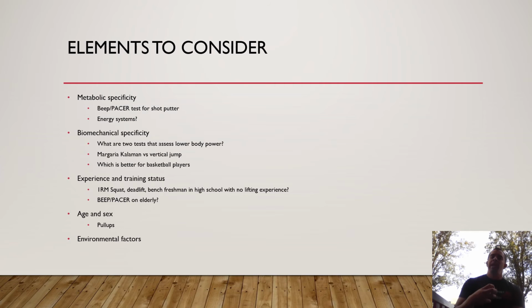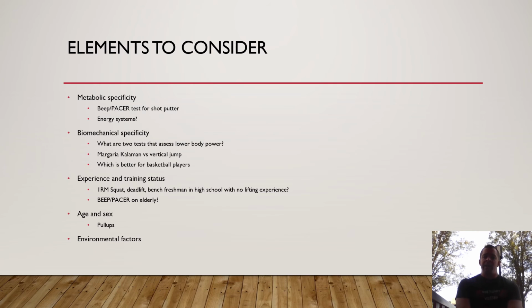So when deciding what tests to apply, there are many different variables you have to consider. As an S&C coach, you have to think about metabolic specificity. Am I going to do a beep or pacer test on a sprinter or a shot putter? No, they train different energy systems. We come back to our energy systems: your phosphocreatine, your glycolytic, your oxidative system. We need to make sure our assessment is metabolically specific.